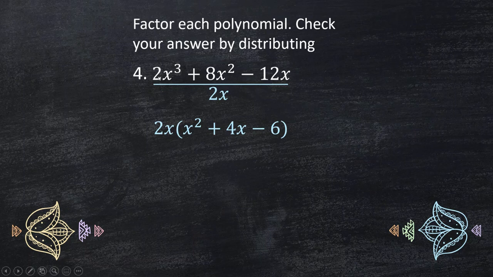We write that 2x first, and then what we get when we divide the first term by 2x would give us x squared. The second term divided by 2x gives us 4x. The last term divided by 2x gives us negative 6.